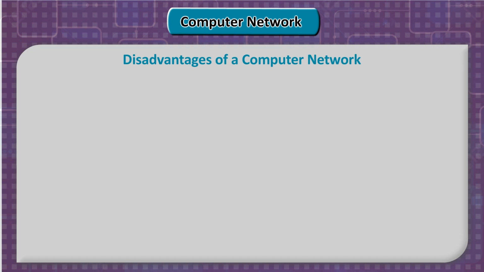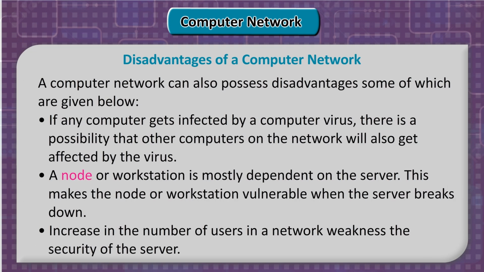Disadvantages of a computer network. A computer network can also possess disadvantages, some of which are given below. If any computer gets infected by a computer virus, there is a possibility that other computers on the network will also get affected by the virus. A node or workstation is mostly dependent on the server. This makes the node or workstation vulnerable when the server breaks down.